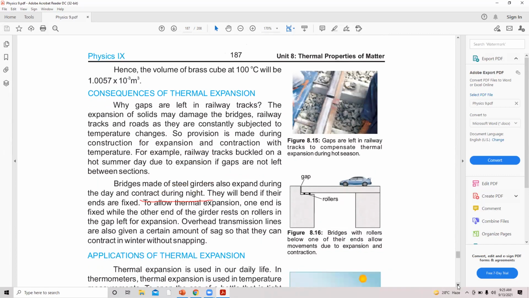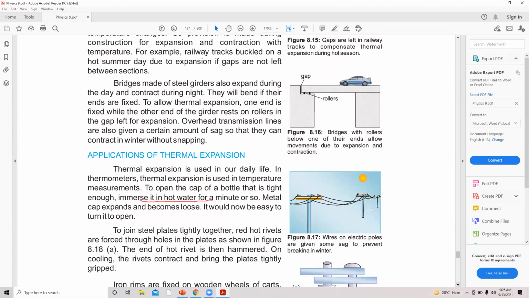Then the consequences of thermal expansion. What are the consequences taking place during thermal expansion, right? In the railway tracks we have placed some spaces to avoid any accident, right? These are the spaces given over here. So why do we leave a gap in bridges? Because of thermal expansion, they expand during the daytime because there is sufficient heat. So that's why we place some gap in iron and steel bridges, right? Because they have the property to expand.